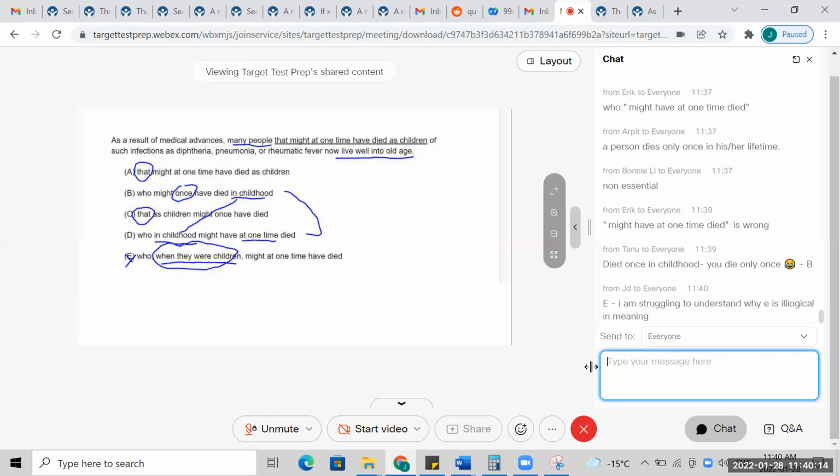So it's basically saying in childhood, they might have died, are now living well into old age. Well, that doesn't make any sense because they didn't die. So we know that it's not the case that they might have died. In this case, it said who might once have died in. So basically, who at one time might have died in childhood. Okay, you see the difference there. So B rather, D is a little different from B. The childhood thing moved. By moving this one modifier, we made D incorrect. And B nails it.